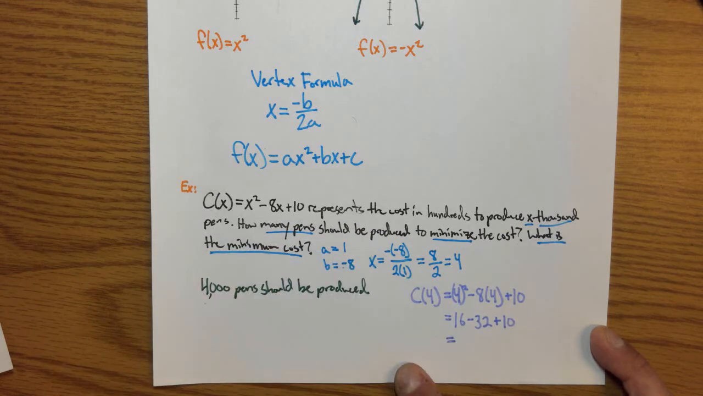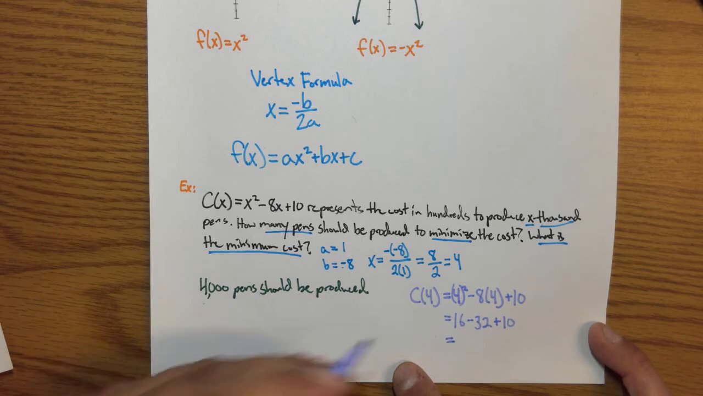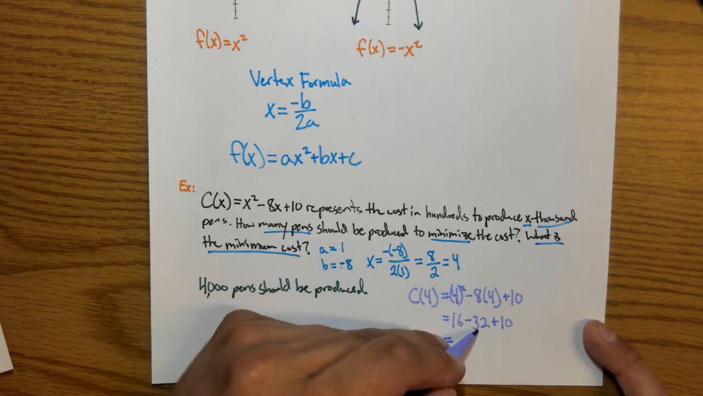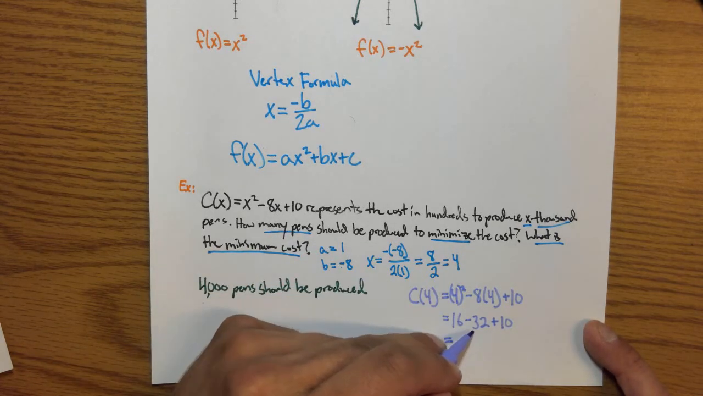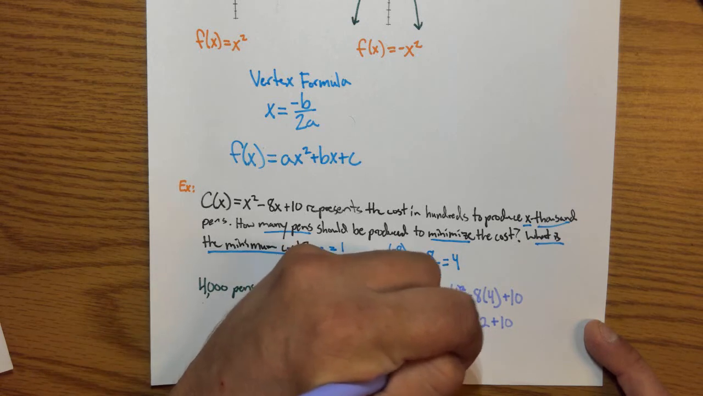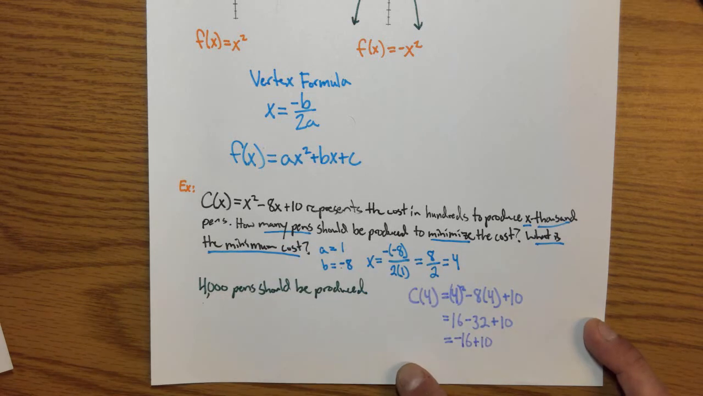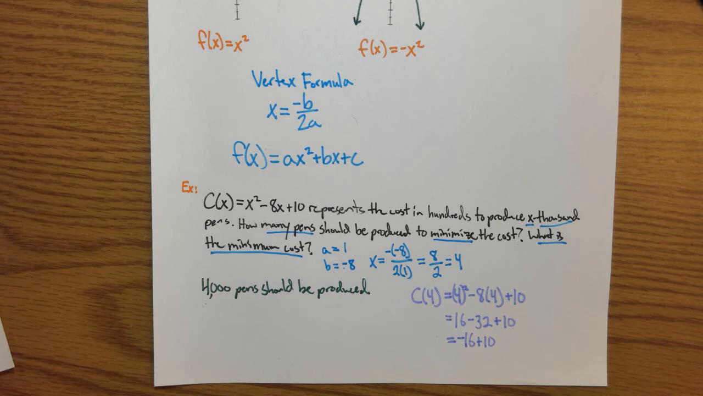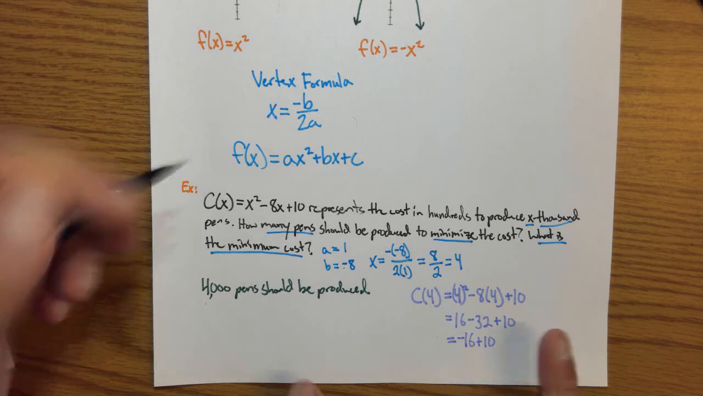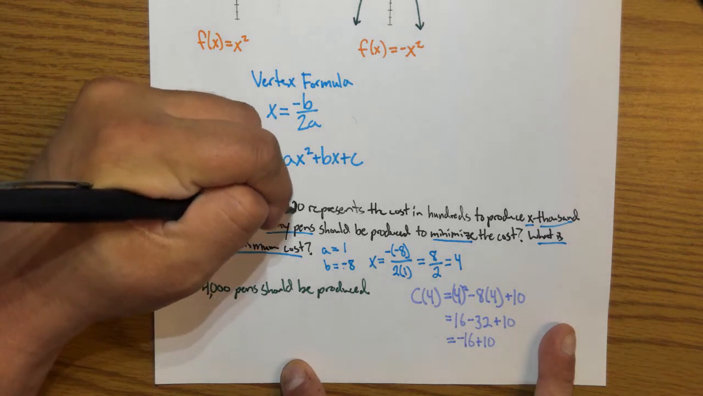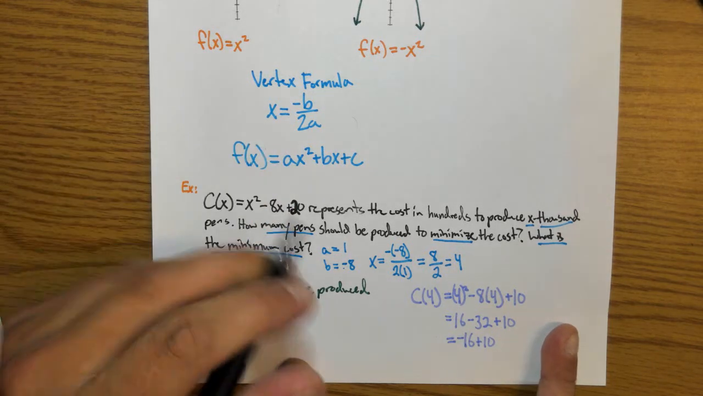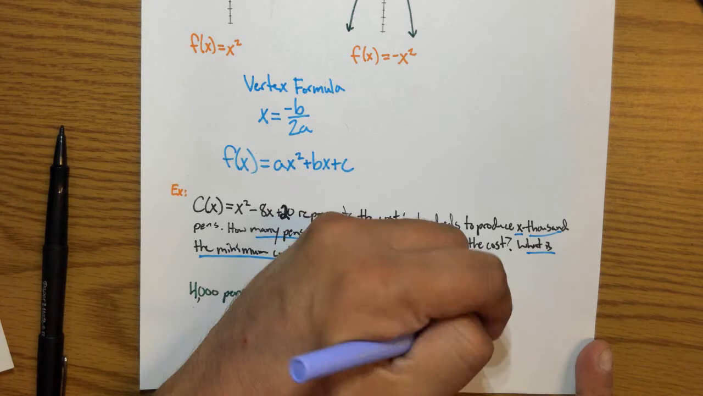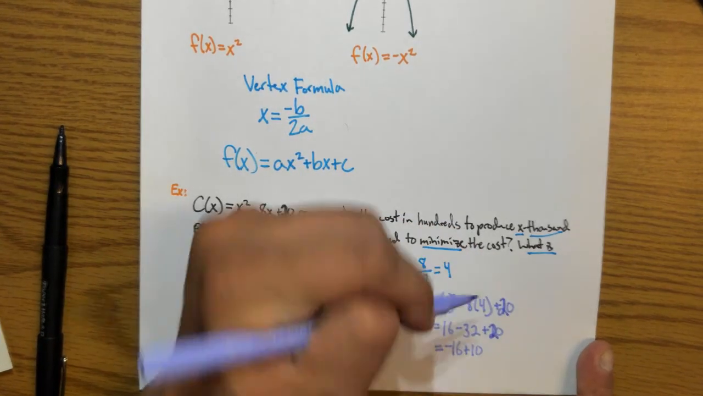I had a bad equation here. Let's see here. So 16 minus 32 is going to be negative 16 plus 10. You know what? I didn't make the equation as good as I thought I did. Let's say that this was 20, okay? Which would mean this is 20, and this is 20, and this is 20.